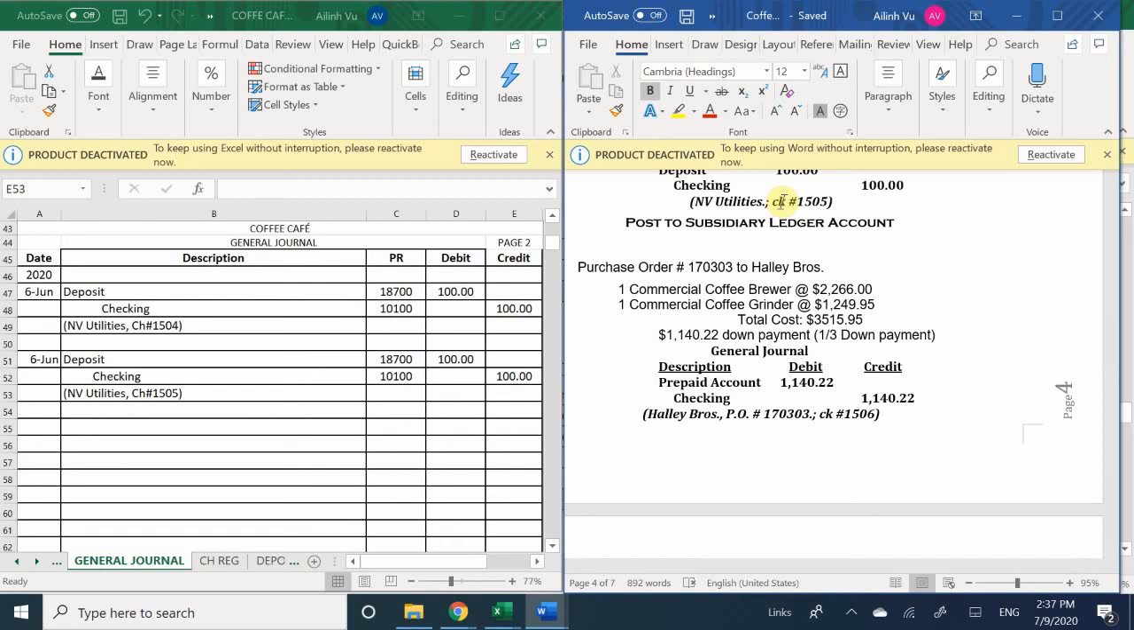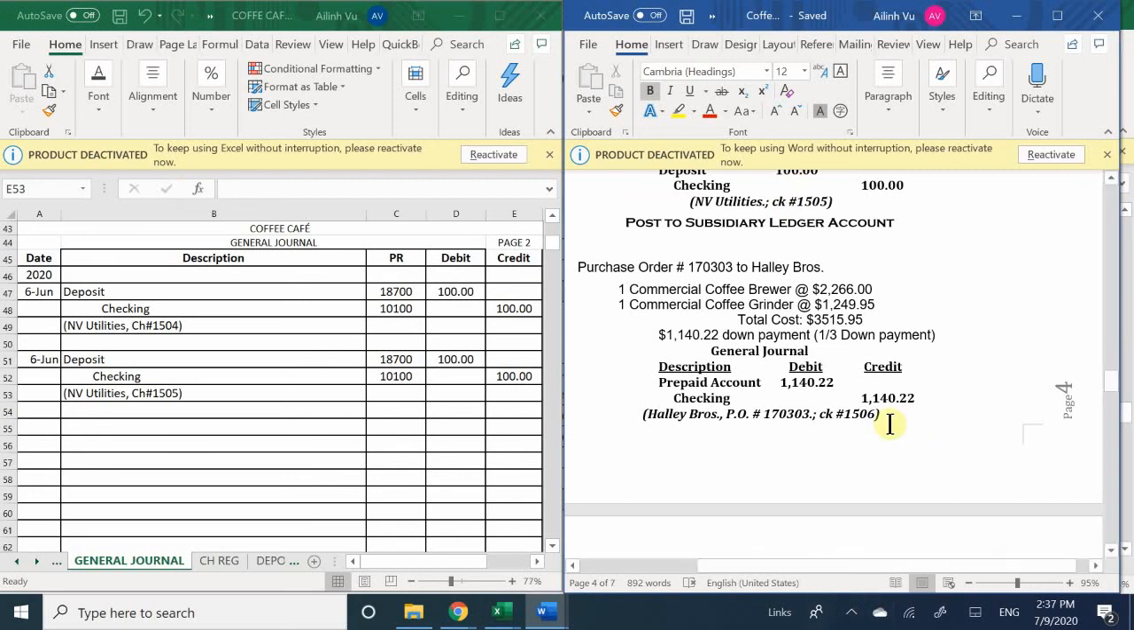So in this case, we're going to journalize it for a prepaid account, because this one we're giving money in advance, okay? So this is a prepayment. This is us making a purchase order, and we're paying in advance a portion of the money just to secure it. I would have said this was a deposit, but really it's not because you're paying in advance for the bill that you owe. So in this case, I'm going to record that I'm going to pay $1,140.22. Okay? So let's go ahead and journalize that.